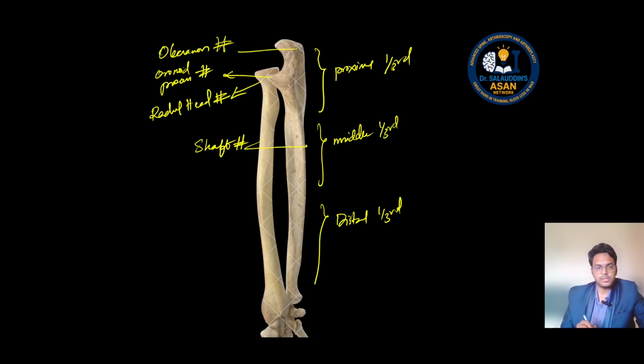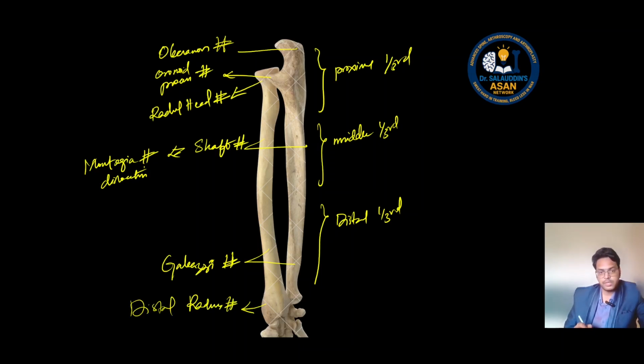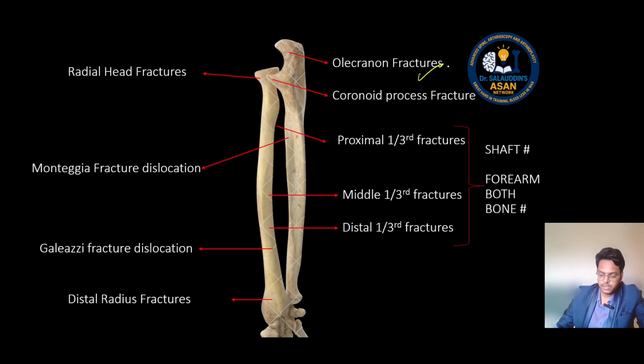In the shaft fractures, there is one particular type called Monteggia fracture dislocation. In the distal third, we have the distal shaft fracture along with ulnar dislocation, that is called Galeazzi fracture. Finally, we have the distal radius fractures. So distal radius fractures will divide accordingly. So overall: olecranon fracture, the coronoid process fractures, the radial head fractures, then the proximal 1/3, we have the Monteggia fracture, middle and distal shaft fractures, then the Galeazzi fracture and the distal radius fracture.